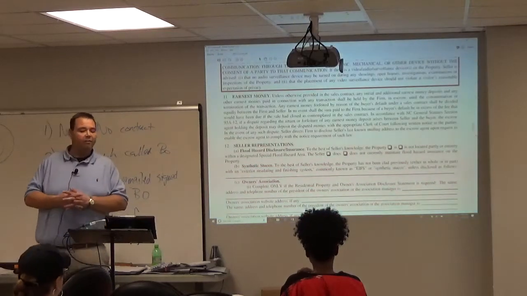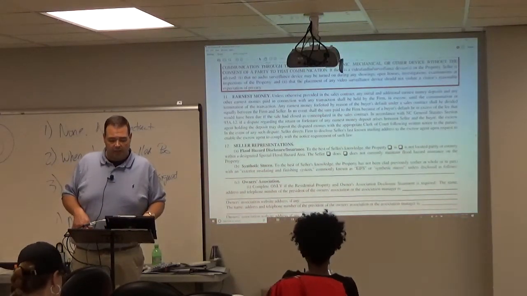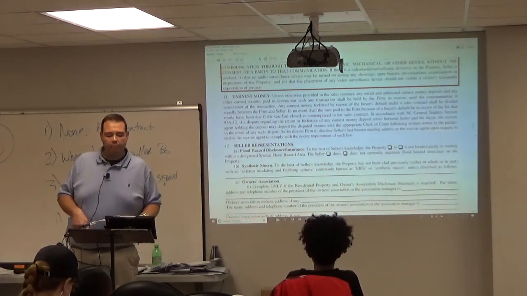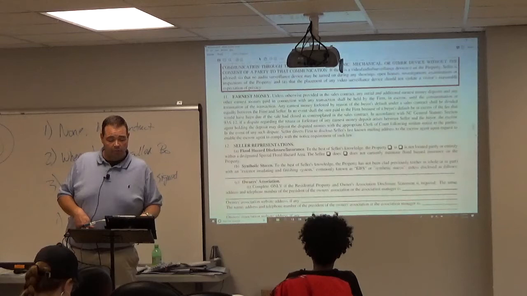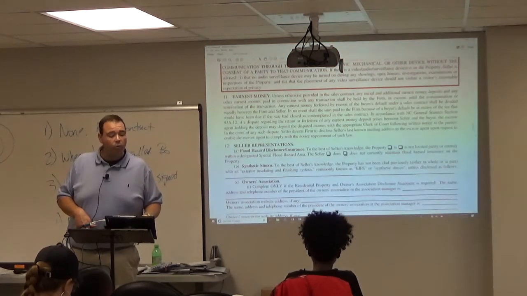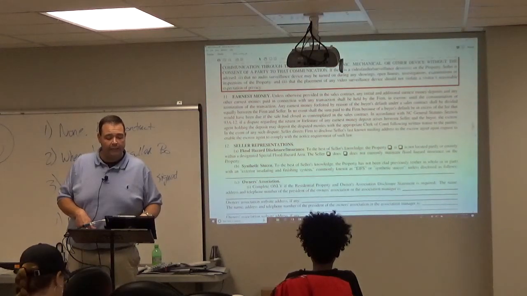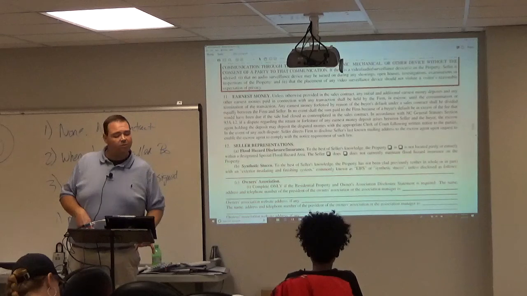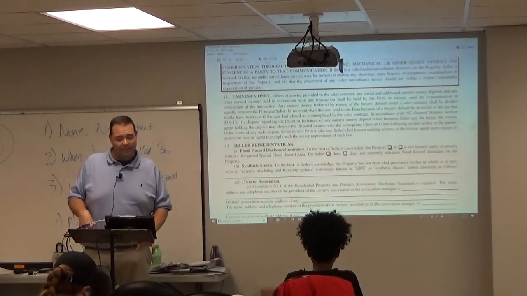Well, look at this paragraph here. It says, unless otherwise provided in the sales contract, any initial and additional earnest money deposits paid in connection with any transaction shall be held by the firm in escrow until the consummation or termination, so closing or termination of the transaction. Any earnest money forfeited by reason of buyer's default under a sales contract shall be, what is that next word?